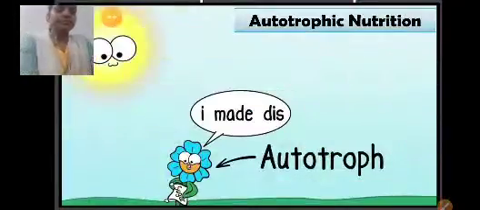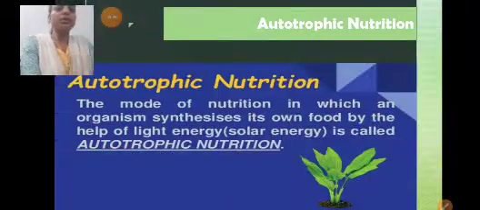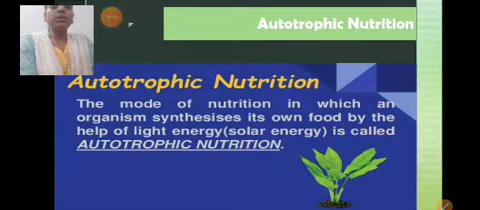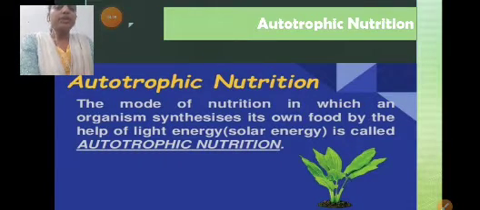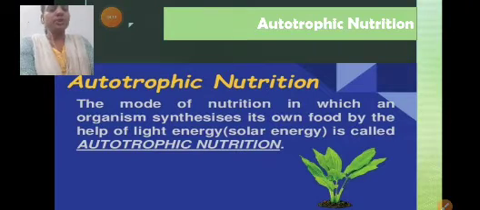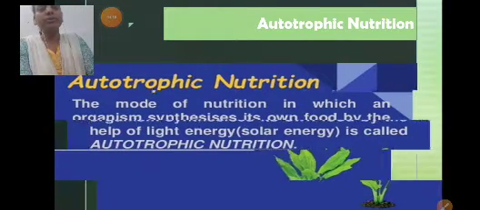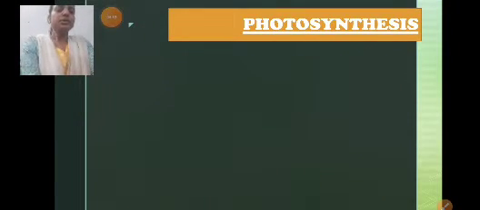Moving on, let us now describe autotrophic nutrition in detail. We have already seen that in the autotrophic mode of nutrition, the organisms are able to synthesize their own food by using solar energy. Such organisms are also known as producers. They are also known as autotrophs. Why are they known as producers? Because they are able to produce their own food. The process by which plants synthesize their food is known as photosynthesis.